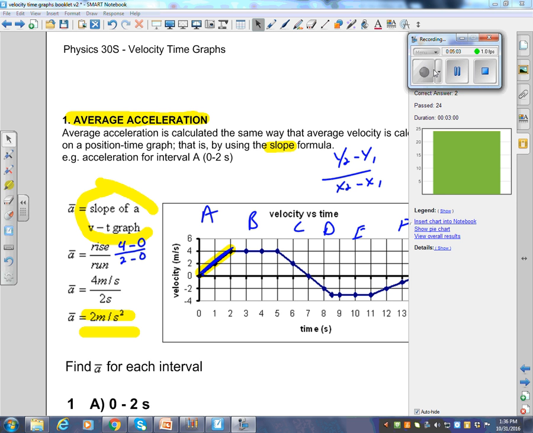Well, I'm pleased to see that everyone got question 1 correct. Good start. Well done, everyone. Thank you for not messing that up.